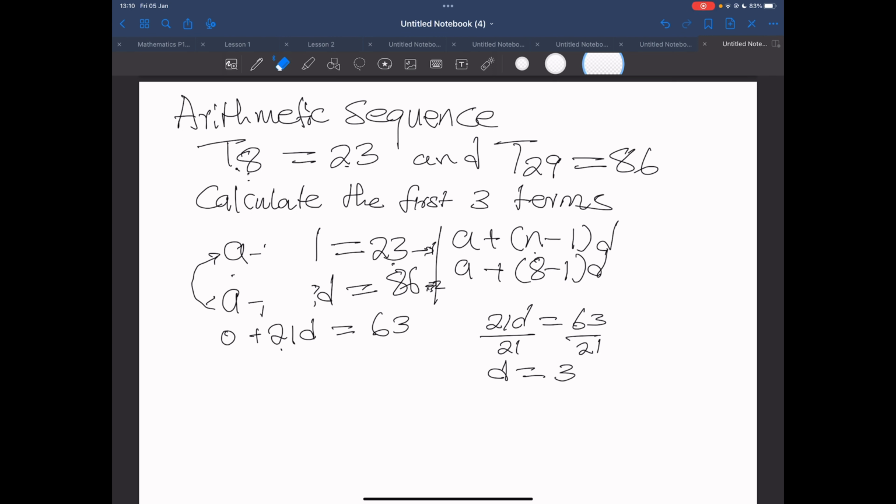The common difference is 3. So 2 plus 3 is 5. And then to get to the next term, we can take the 5 and add the difference. So 5 plus 3 is 8. So we have our sequence as 2, 5, and 8.